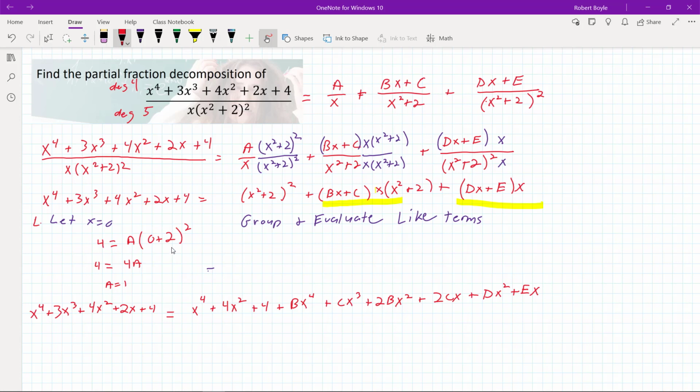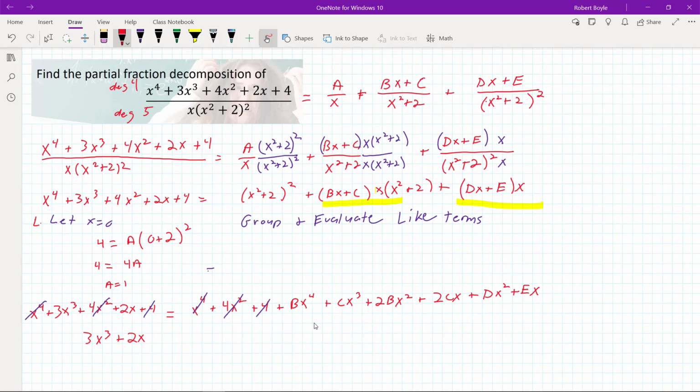Now notice there are some things that will cancel right out. For example, we have an x to the fourth here and an x to the fourth here. I have a 4x squared here, a 4x squared here. I have a 4 and a 4, so they are gone. And I'm left with a 3x cubed and a 2x. So now, let me bring those down. We have 3x cubed plus 2x, not 2x squared, but just simply 2x.